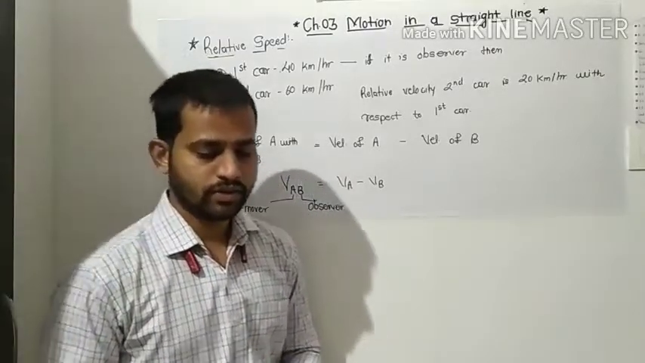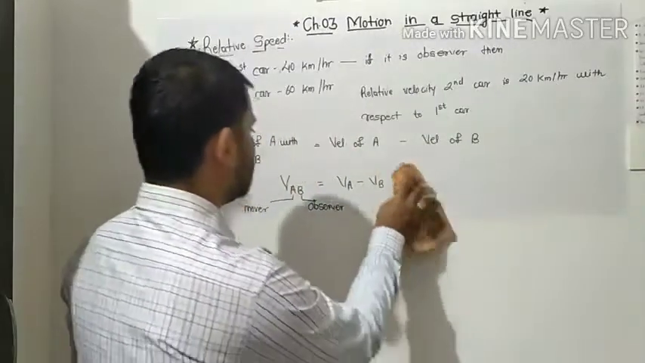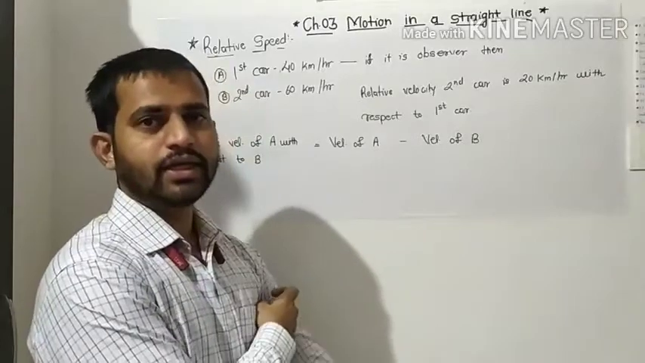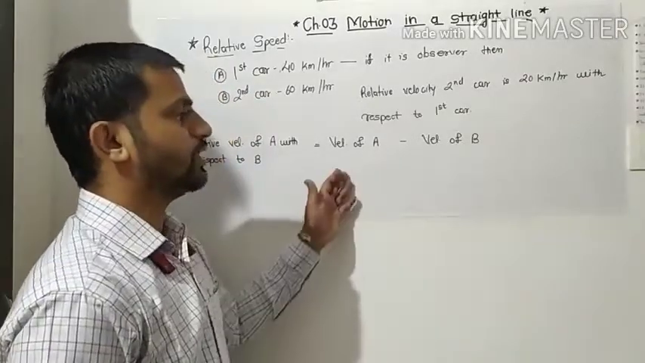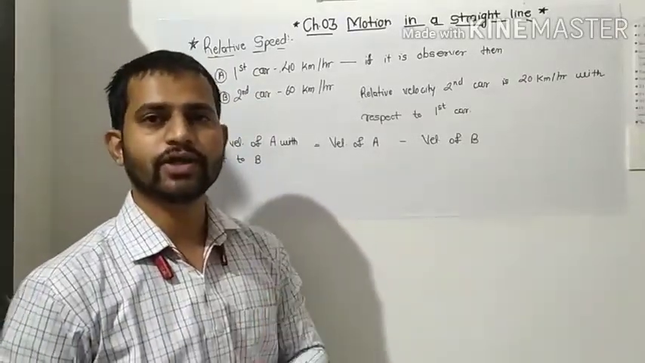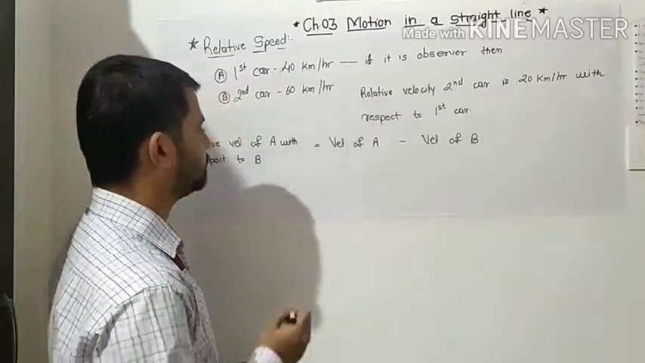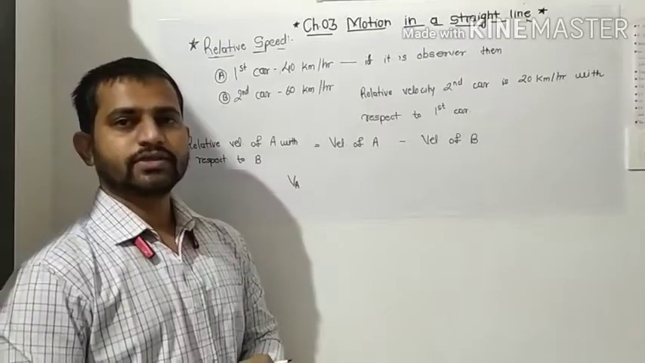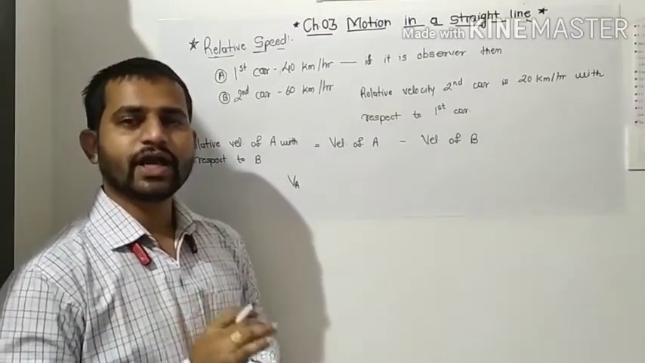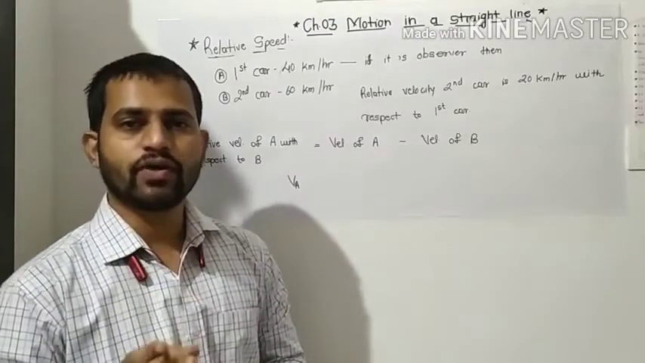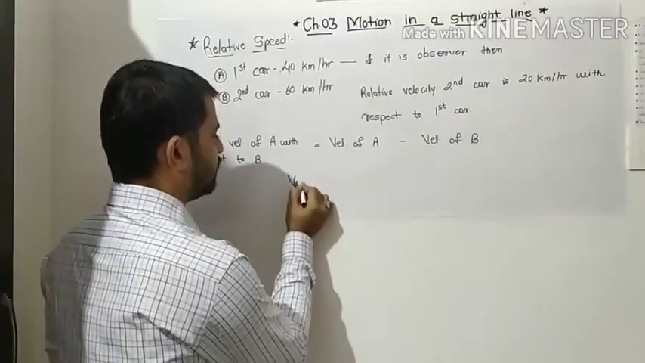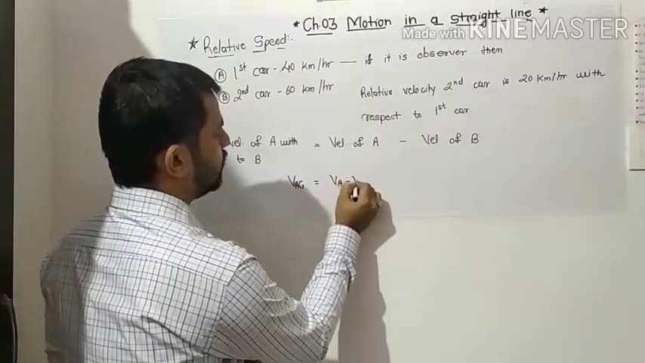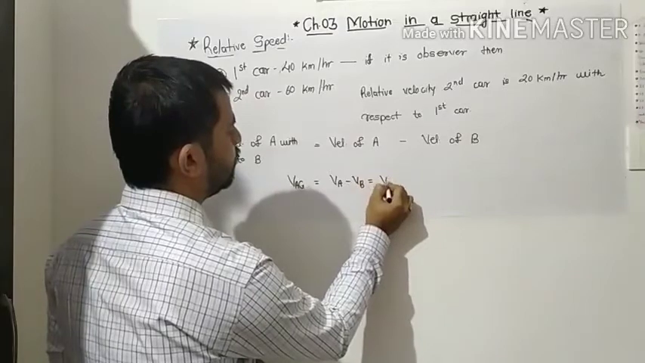Now, whenever we consider the velocity of any body, it is not only the velocity of that body. Suppose we are considering the velocity of A here, that is VA. Then it is not only a velocity. Each and every time we are considering the velocity with respect to ground. So instead of writing VAG is equal to VA minus VB, that will be equal to VA.